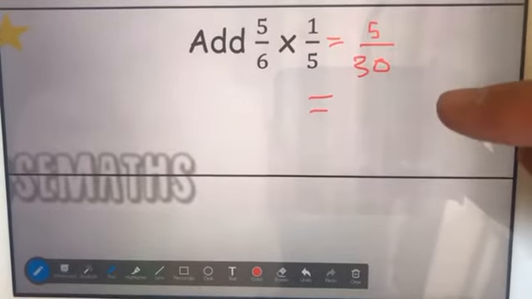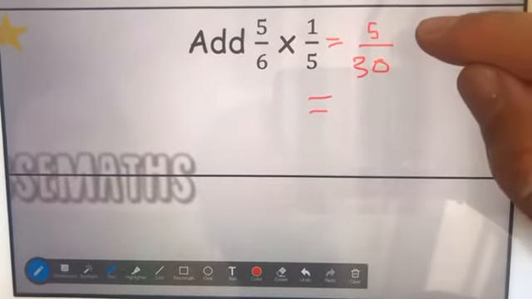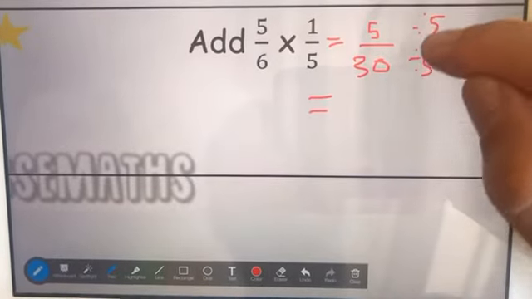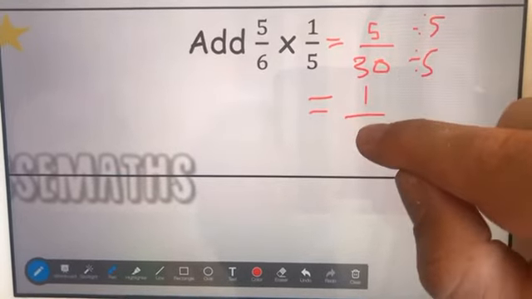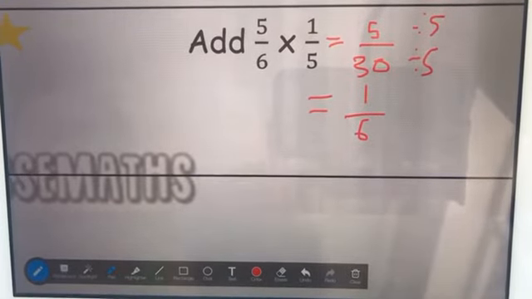They're not even, so I can't divide by 2. 3 doesn't go into both, but 5 goes into both. So if I divide the top by 5 and the bottom by 5, 5 divided by 5 is 1. 30 divided by 5 is 6. So 1 over 6 is my answer. Okay, always try and simplify if you can.